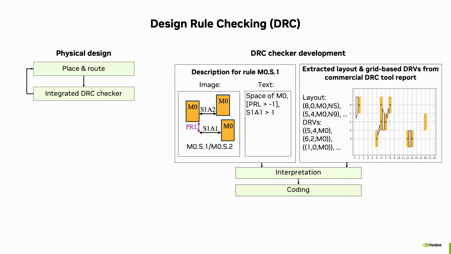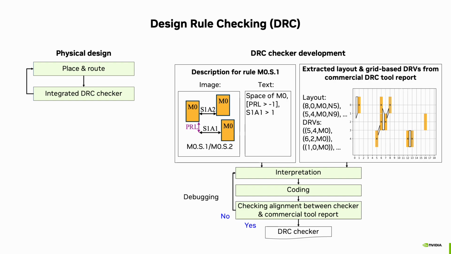And after the interpretation, we need to do the coding to write out our DRC checker code. And then finally, we need to check the alignment between the DRC checker and the commercial tool reports to see if our checker can meet the industrial standards. However, this process needs several rounds of debugging to have a good DRC checker. And this process is traditionally all done by humans, so it takes about days and weeks to develop such a DRC checker.